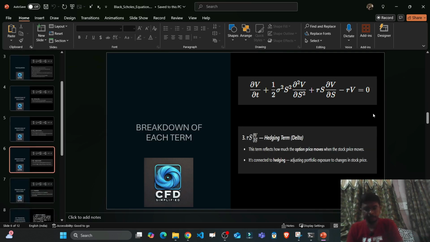All right, next is RS del V by del S. What is this? It is the hedging term. This term reflects how much the option price moves when the stock price moves. What does this mean? There is one stock price and there is one option price. Option price is basically the return that you wanted to get, the value of your asset. Stock price is basically the current market value.